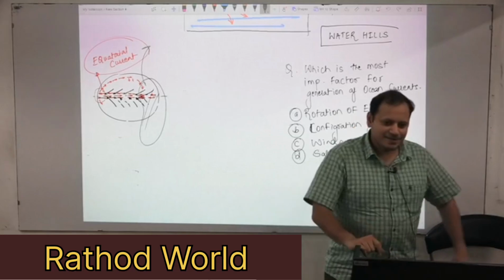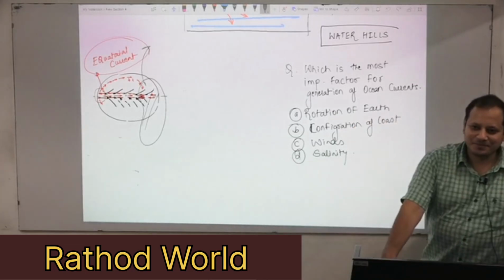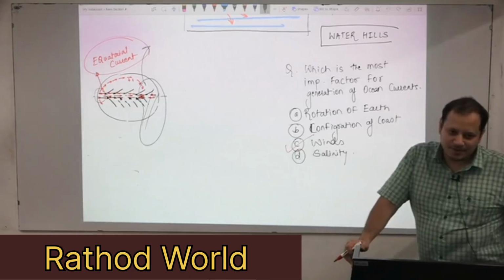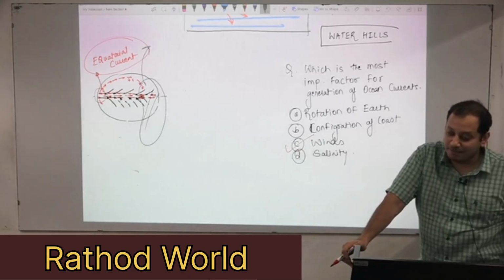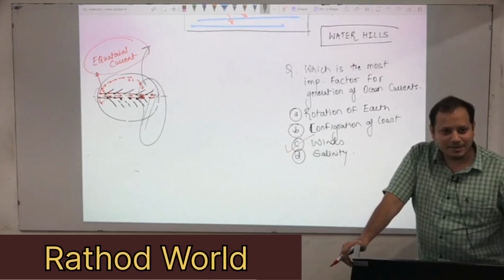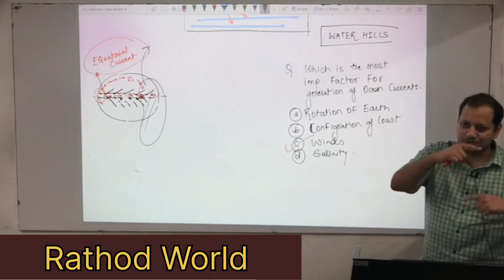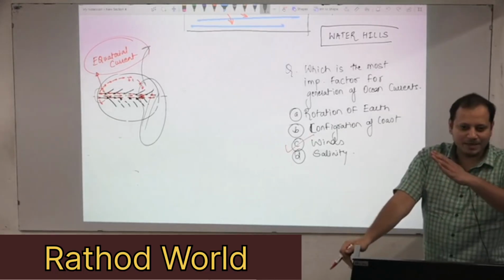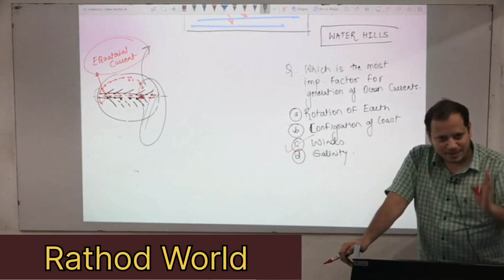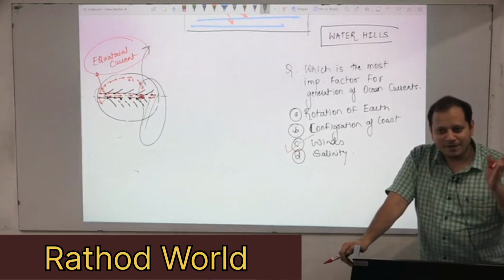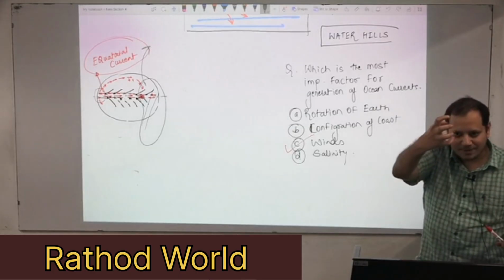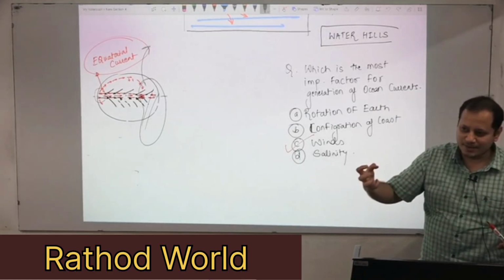What is the answer? Winds. Rotation of the earth is not. It is the winds which generate equatorial current. Equatorial current एक बार generate हो गया तो फिर पूरा process शुरू होता है. Equator का पानी निकल गया, वो बन गई Gulf Stream, वो बन गया counter equatorial current, वो बन गया Brazilian current, और फिर because equator का पानी निकल गया, इसलिए ऊपर से cold currents will come near the equator.